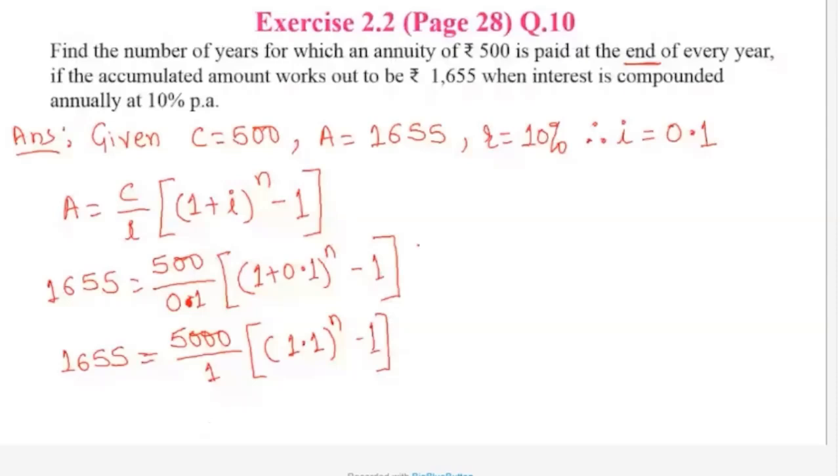Let us go further. 1655 divided by 5000, the multiplier will be divided by 5000, is equal to 1.1 raised to n minus 1.